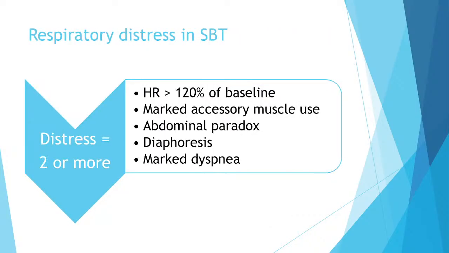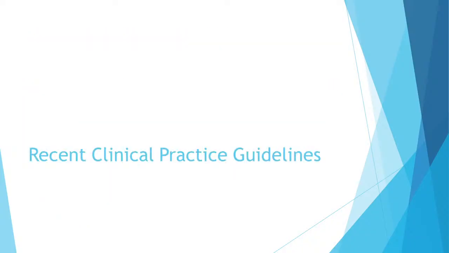Heart rate more than 120% of the baseline. That is, the patient was initially having 80, and you put the patient on a spontaneous breathing trial. It became 96 or 97. 96, 80 का 20% होगा 16 heart rate. तो more than 120% of the baseline अगर increase हो रहा है, and accessory muscle use, or abdominal paradox, or diaphoresis, or patient is markedly dyspneic, that is the signs of respiratory distress. And if 2 are positive, you will stop the spontaneous breathing trial.